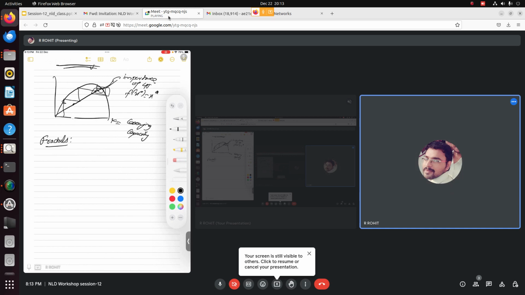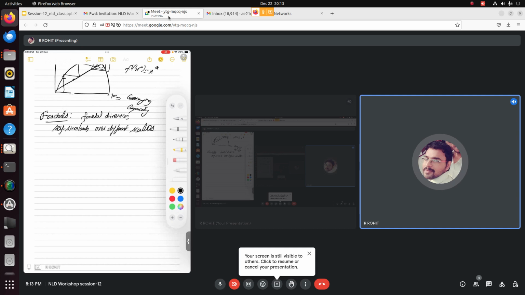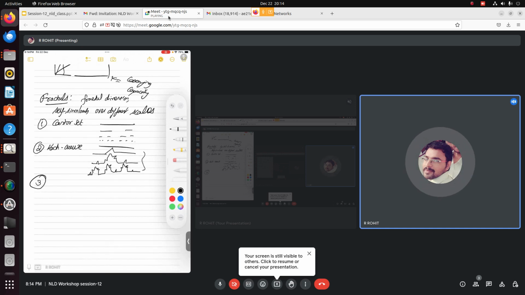Then we moved on to a topic called fractals, where we said fractals have fractional dimensions, with self similarity over different scales. Then we talked about the Cantor set, a standard fractal set where we divided it into 3 parts. Then we had the von Koch curve, where you had a curve, we made it into 4, then further down, and that's how we were able to see it.